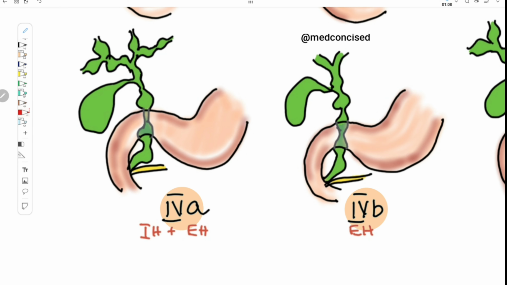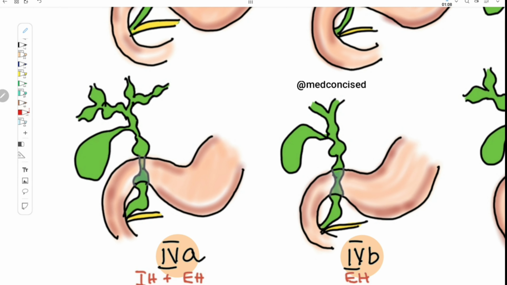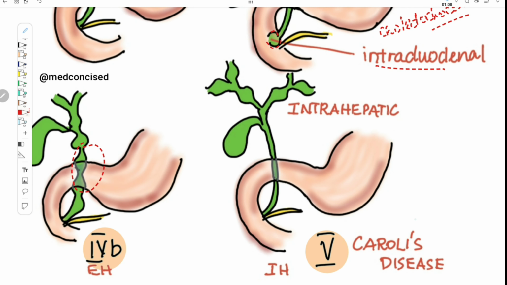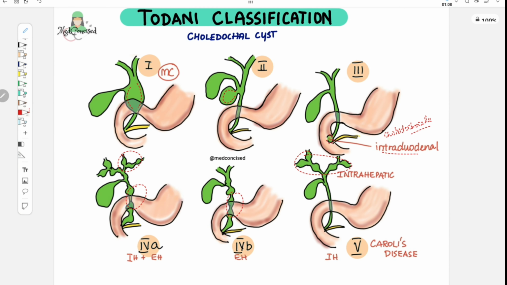Next is 4A and 4B. In 4A and 4B, there is multiple cystic dilatation of the biliary tree. In 4A, it is involving both the intrahepatic and the extrahepatic elements, that is the intrahepatic ducts and the extrahepatic ducts. There is multiple cystic dilatation. In 4B, only the extrahepatic component of the biliary tree is involved. There is cystic dilatation of the extrahepatic biliary duct. In type 5, which is your favorite, Caroli's disease, there is multiple cystic dilatation of all the intrahepatic ducts.